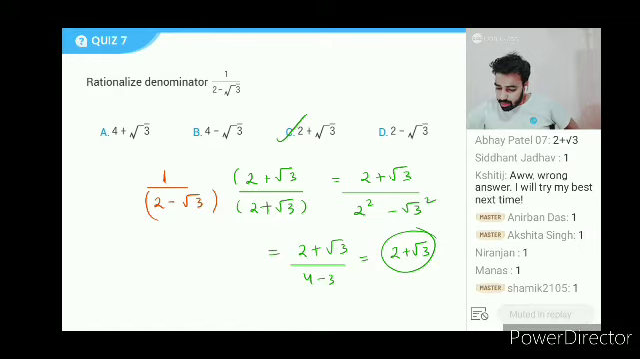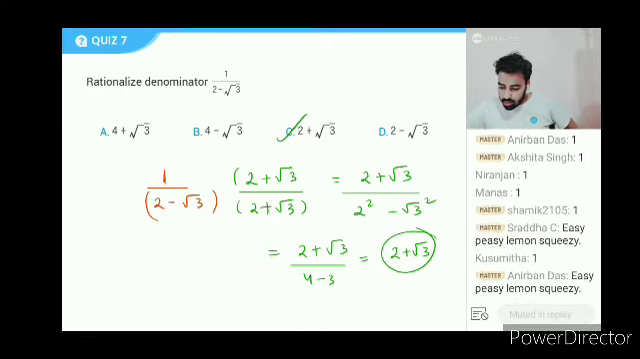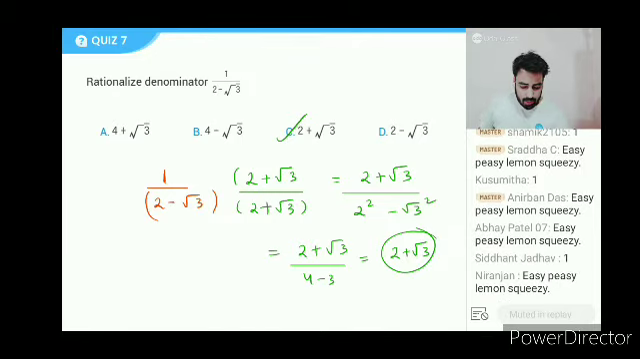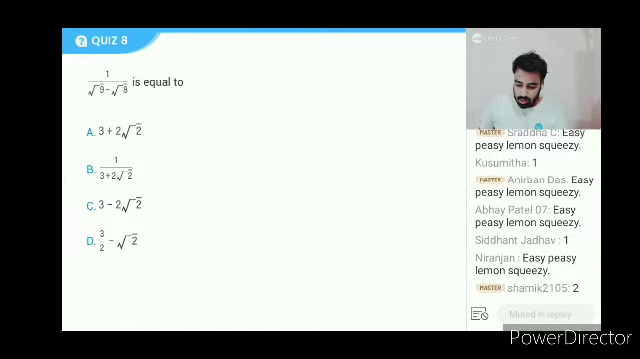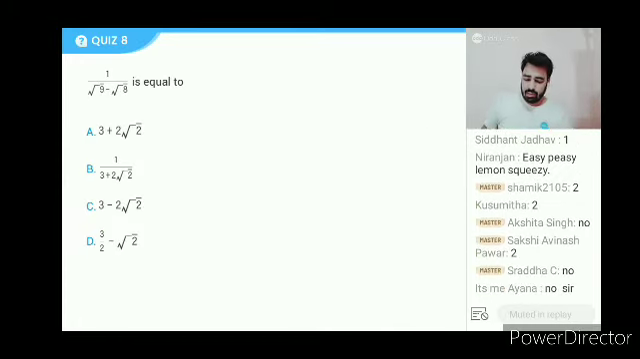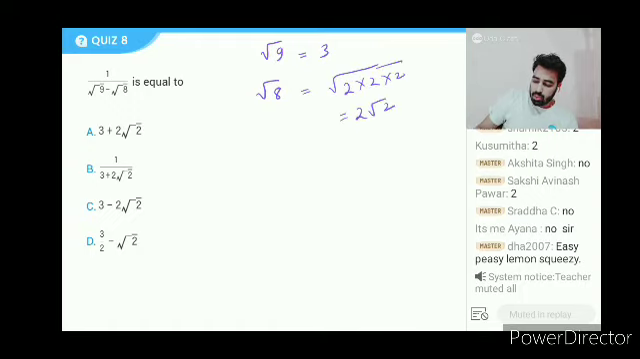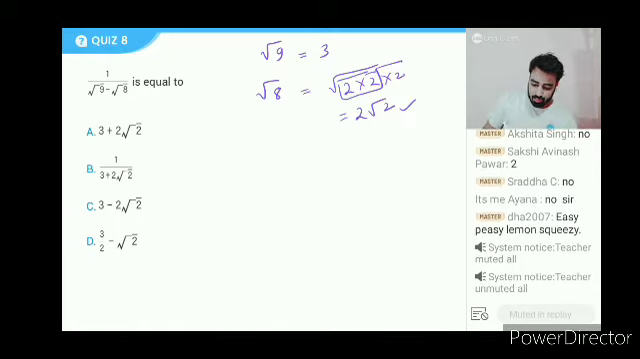Okay, understood. Let's do one more question, the easy ones. Anyone having any problem till here? Next question. 1 by root of 9 minus root of 8. And you might get confused. Sir, root of 9 is 3. And root of 8 is root of 2 into 2 into 2, and that will become 2 root 2. So use this logic, keep this in mind too. Okay, rationalize.